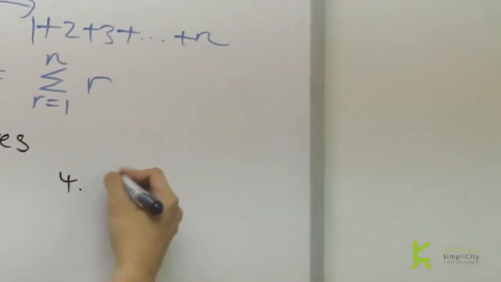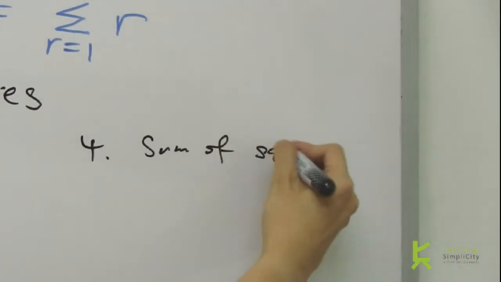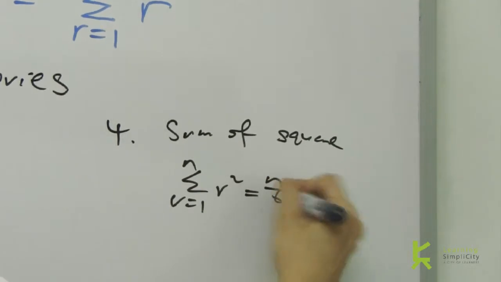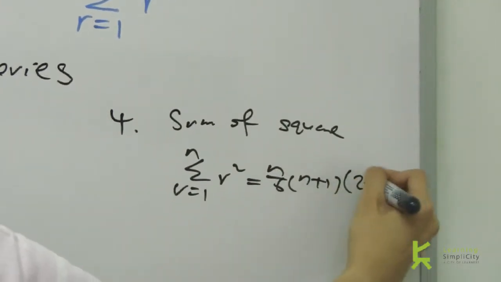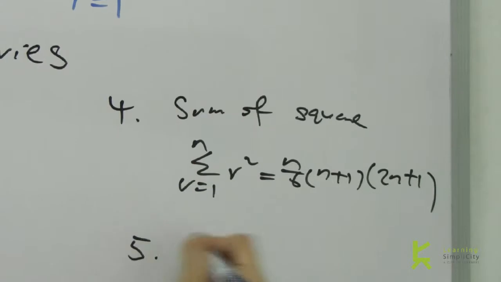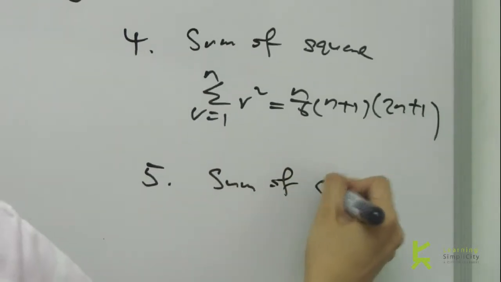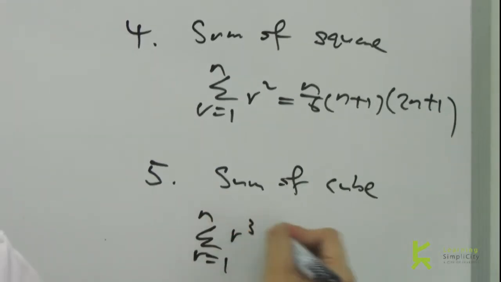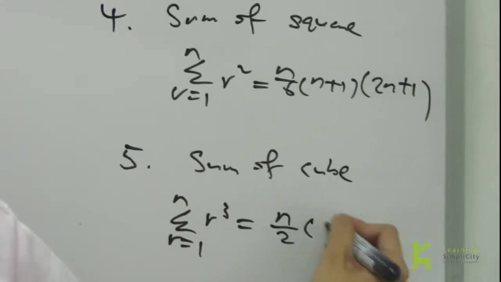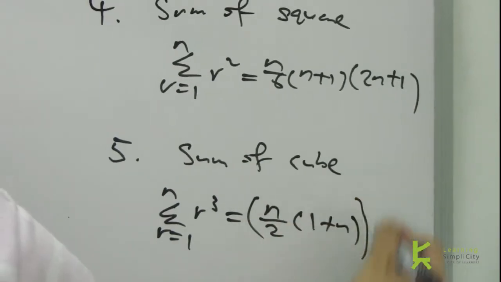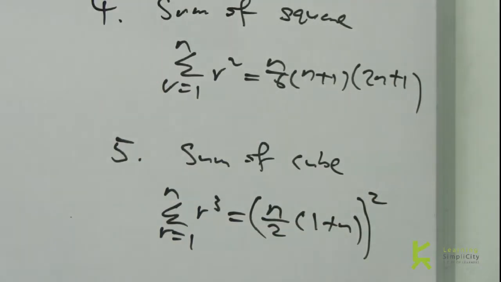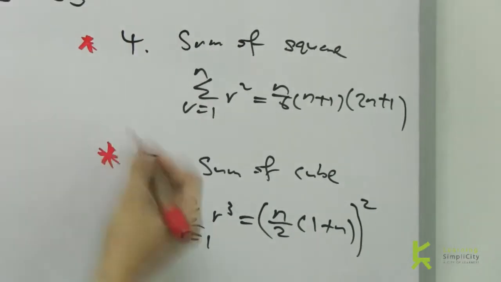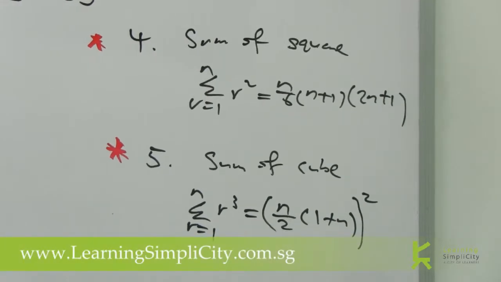In addition, we have sum of square. Summation r is 1 to n, r square equals to n over 6, n plus 1, 2n plus 1. Finally, we have sum of cube. The summation notation form is denoted by n over 2, 1 plus n, whole thing square. For 4 and 5, the formula is given in the question itself. So you do not need to remember the formula.